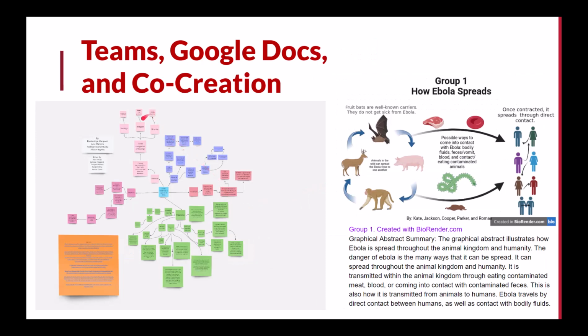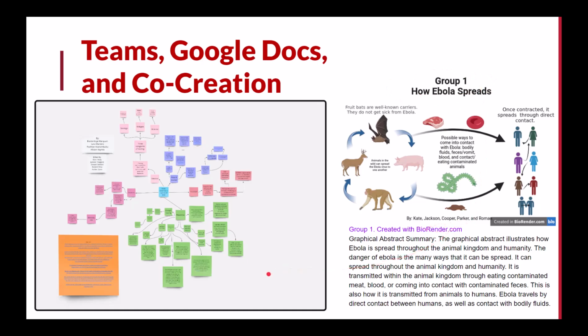Students also work in groups to create concept maps visually depicting interconnections and different perspectives for each outbreak. And groups are tasked with creating a BioRender graphical abstract to explain their section of the case study. For example, this graphical abstract illustrates how Ebola is spread throughout the animal kingdom and humanity. And this was created by Group 1, and the participants are there.